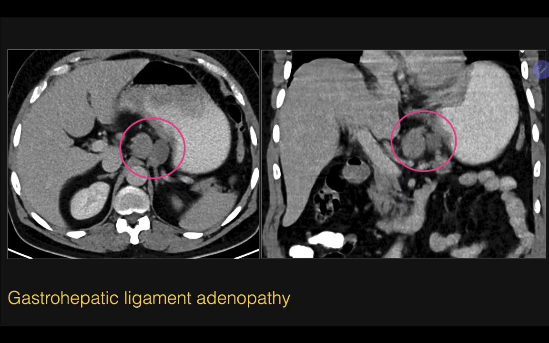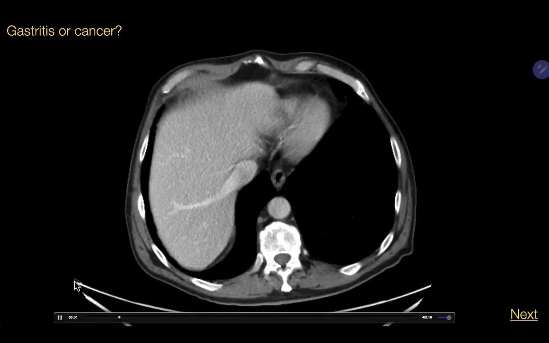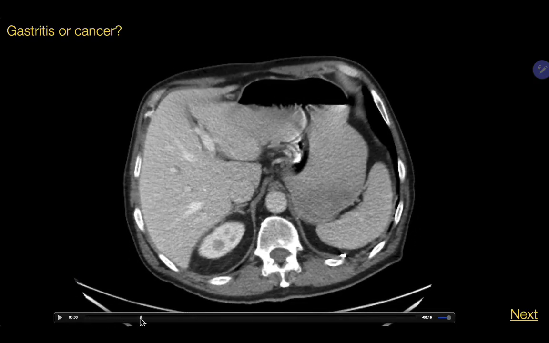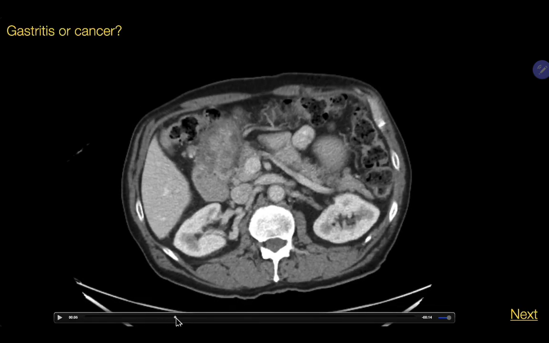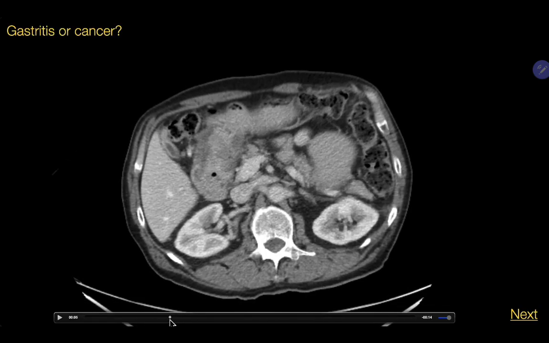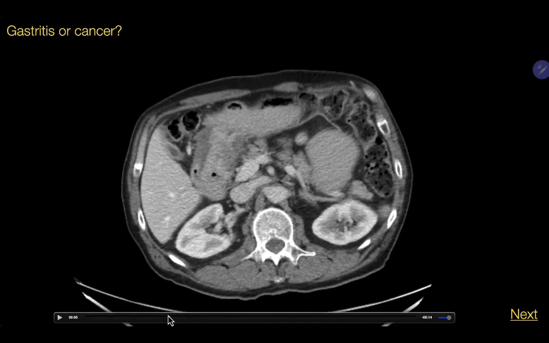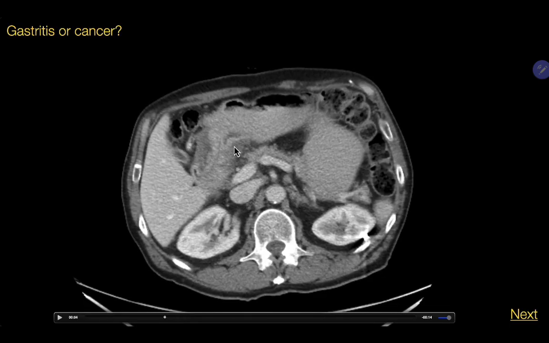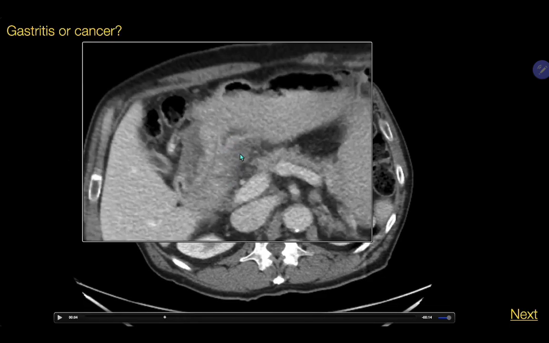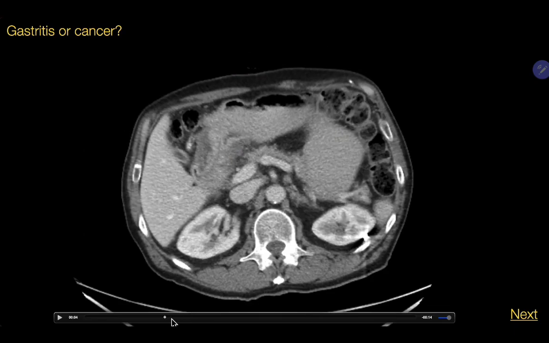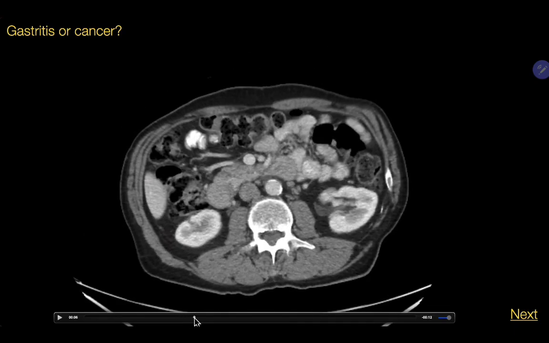Let's wrap up gastric wall thickening with one last case and try to see if we can determine if the wall thickening is due to gastritis or from cancer. So drawing our attention here towards the pylorus where there's intermediate attenuation wall thickening, and I'll scroll up and down a couple more times to see if there's any other clues that jump out to you.